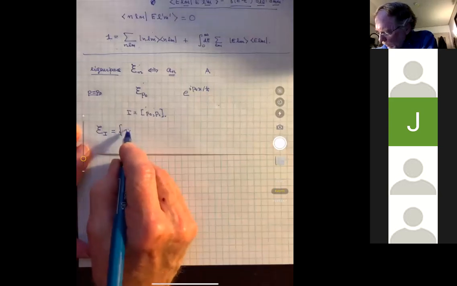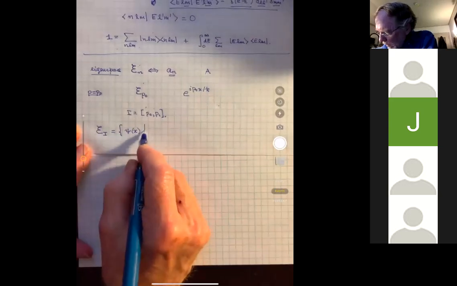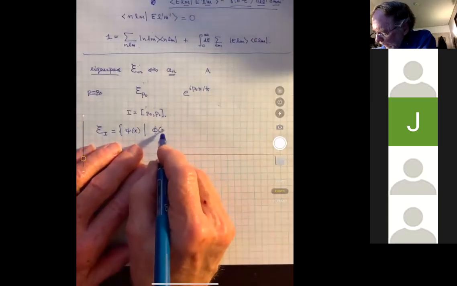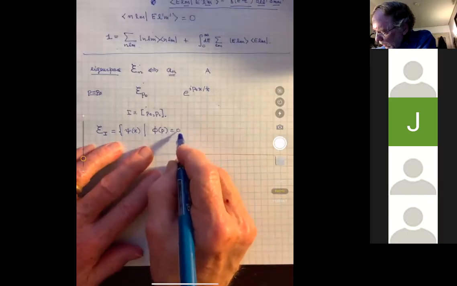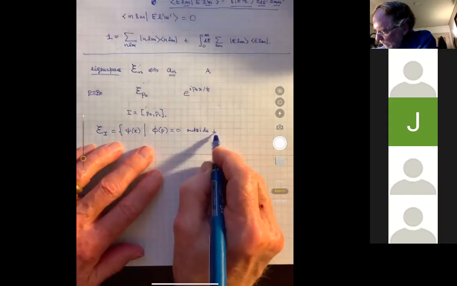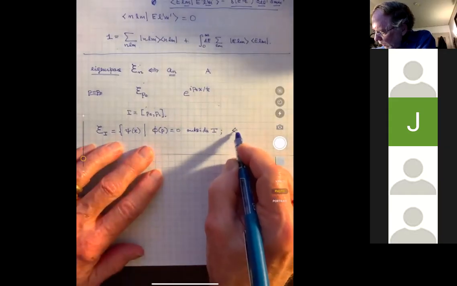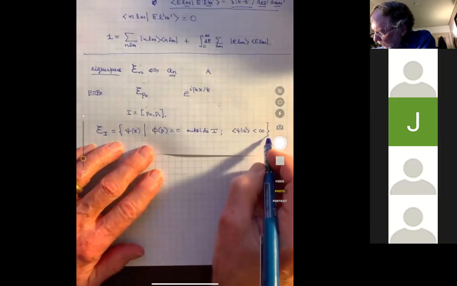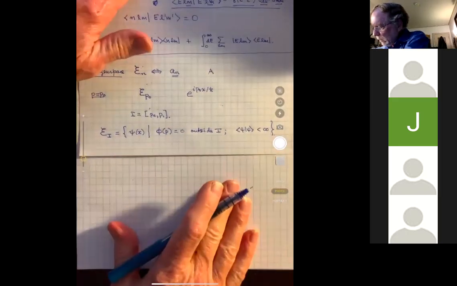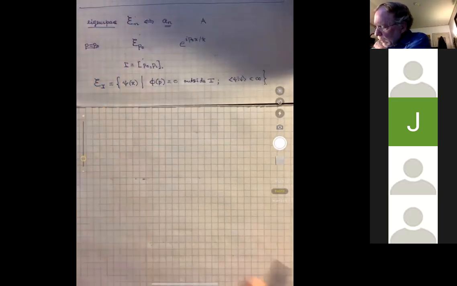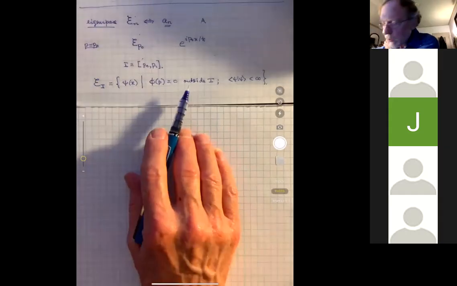Here's what it is. It's the set of wave functions psi of x such that the Fourier transform phi of p is equal to 0 outside the interval I. And of course, you also want the scalar product of psi with itself to be less than infinity. You want normalizable wave functions. So this is what we mean by the subspace. It clearly is a subspace of Hilbert space because it consists of Hilbert space functions.